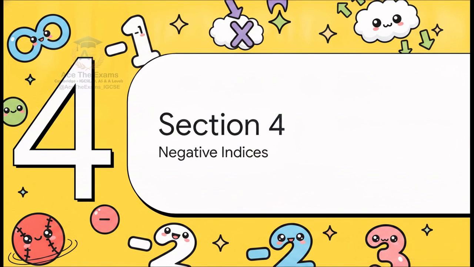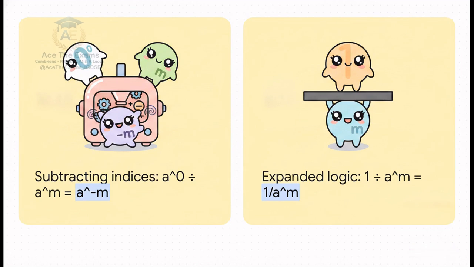Okay, so we conquered the 0 mystery, but the math universe has another curveball for us. What about negative numbers up in the index spot? It sounds completely impossible, right? How in the world do you multiply something by itself -3 times?